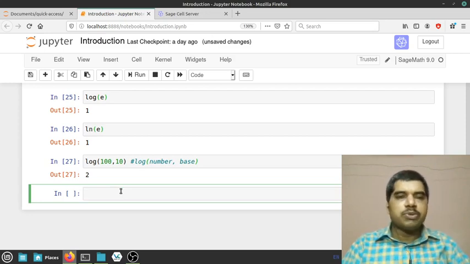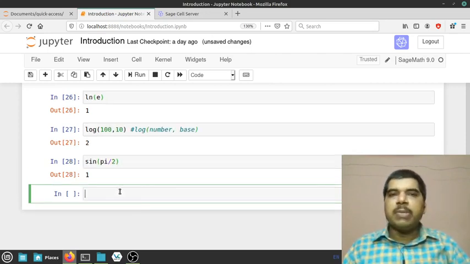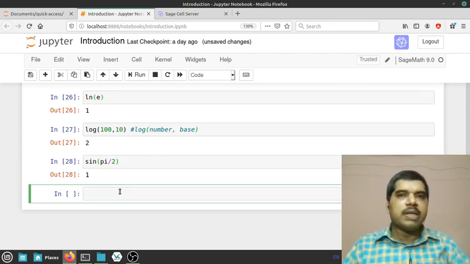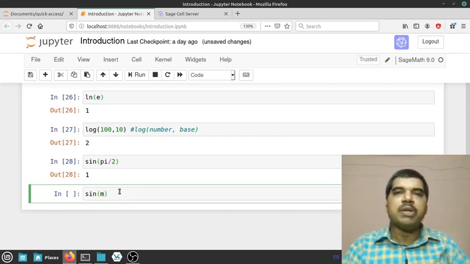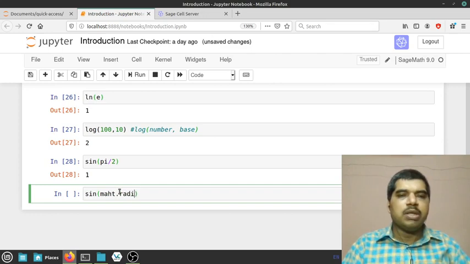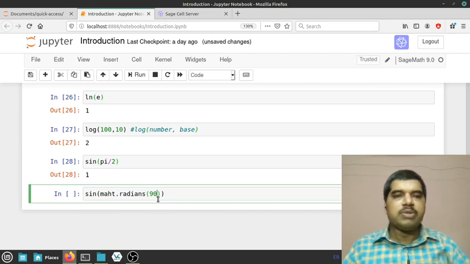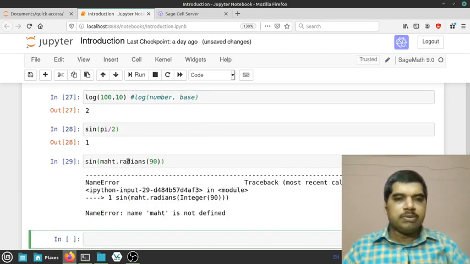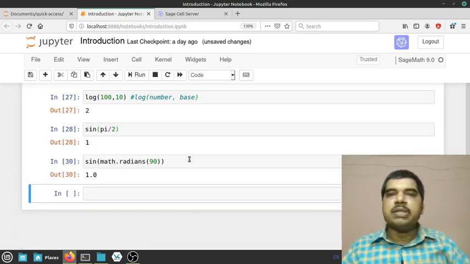The trigonometric functions also have their usual names, like sine of pi by 2 equal to 1. But remember that the trigonometric functions expect their arguments in radians. So if you try to give degrees, you may get unexpected results. To avoid that, if you are giving degrees, you have to convert them to radians using the math.radians function, and the result is 1.0.